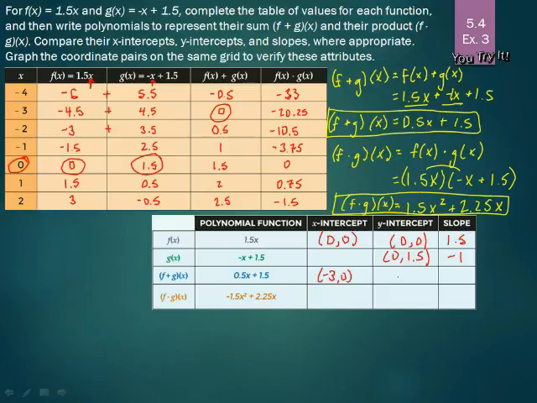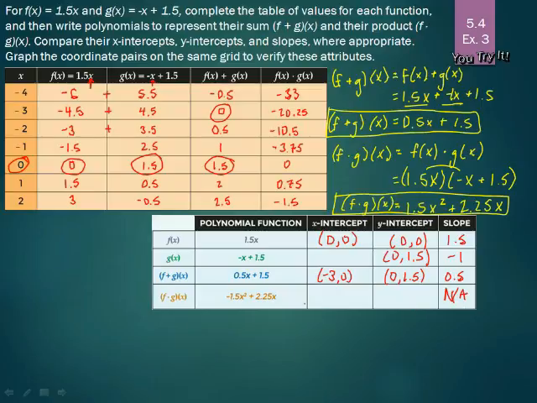And then our y-intercept would be when x is 0. So that would be when f plus g of x is 1 and 5/10. And then our slope here would be 5/10, the coefficient of the x value. And then for our last one, f times g of x, we see here it's a quadratic. So let's just start by saying it's not going to have a constant slope. So that column will be not applicable there.